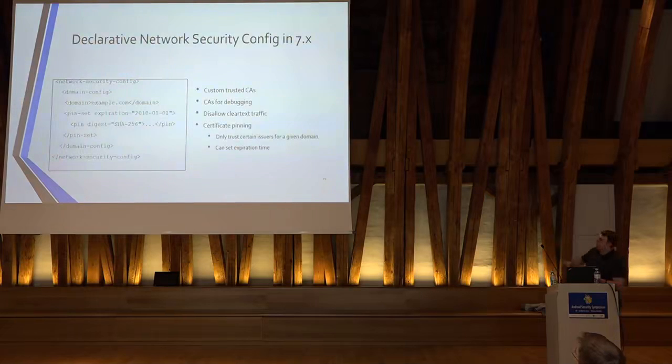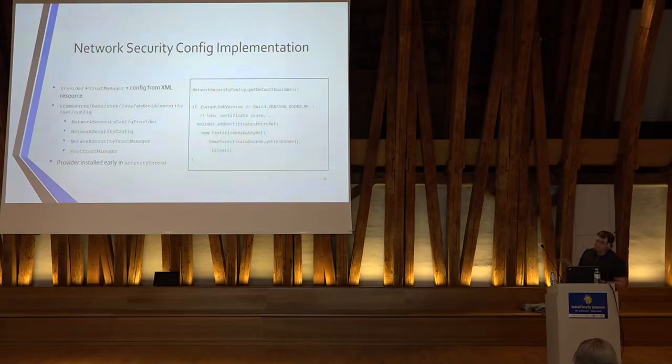So this is Android 7. It has something called declarative security, network security config, which basically allows you to do a lot of customization around HTTPS and trusting SSL certificates with just some XML file. You can do many things. You can set a debugging CA. You can disallow clear text traffic. You can do pinning in there. It's a very powerful feature.